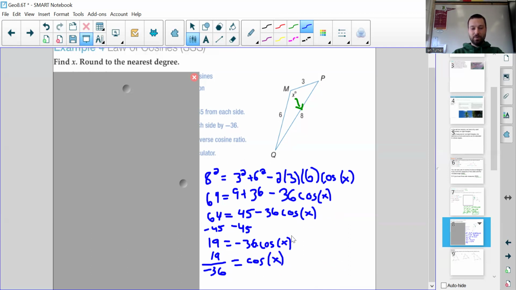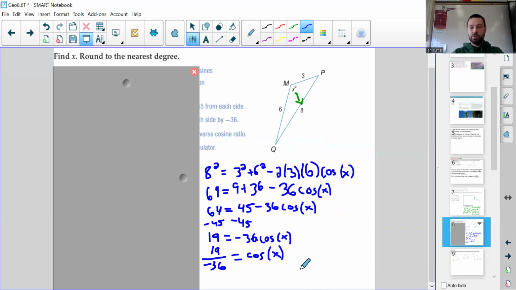Beautiful. Now we can undo the cosine with inverse cosine. So we get x equals the inverse cosine. We take the inverse cosine of both sides, 19 divided by negative 36. And that's what you're going to put in the old calculadora.